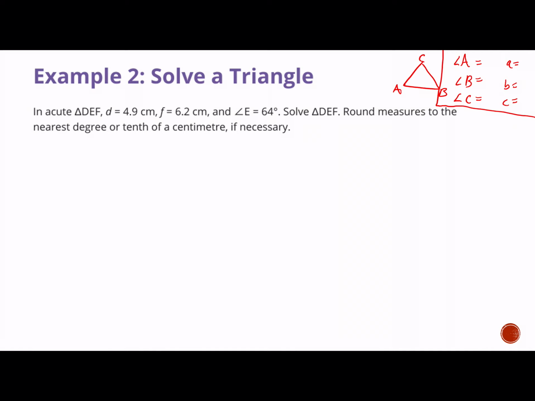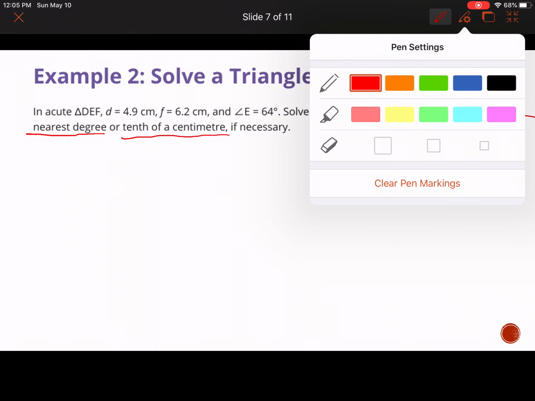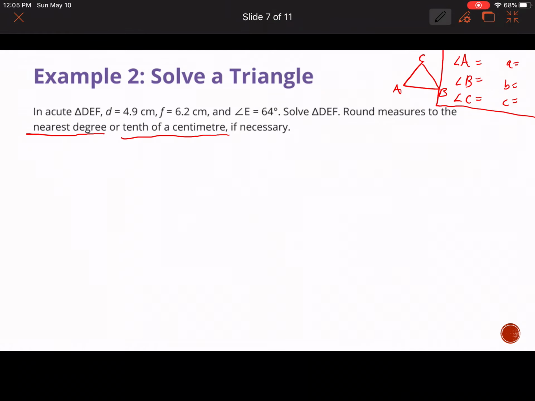An acute angle DEF, where D equals 4.1 centimeters, F equals 6.2 centimeters, and angle E equals 64 degrees. Solve triangle DEF. Round measurements to the nearest degree, or 1/10 of a centimeter. So when we're doing lengths, we want 1/10 of a centimeter. When we're doing angles, we want it to be in nearest degree. So make sure you're following that when you're asked for it.